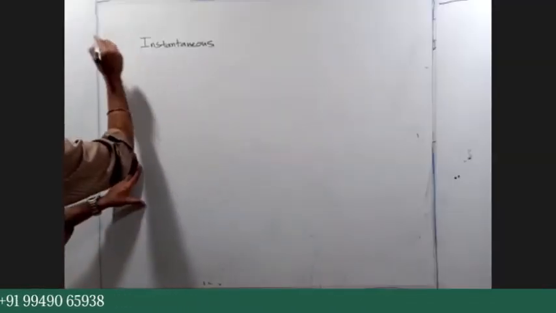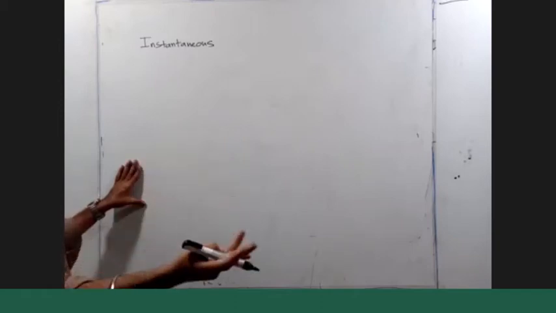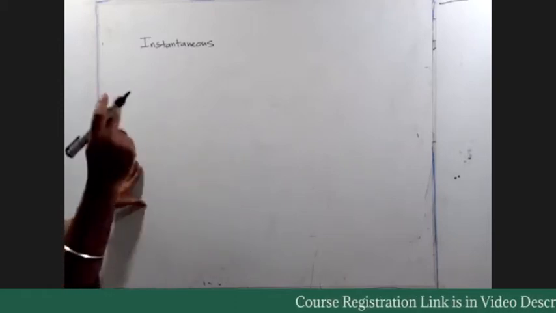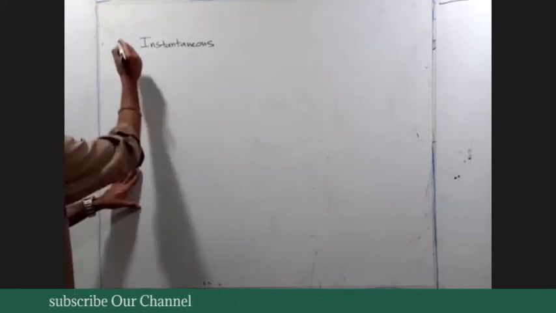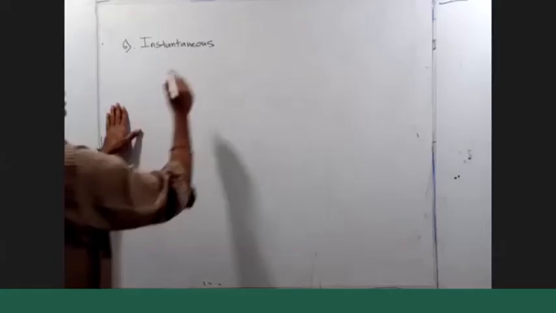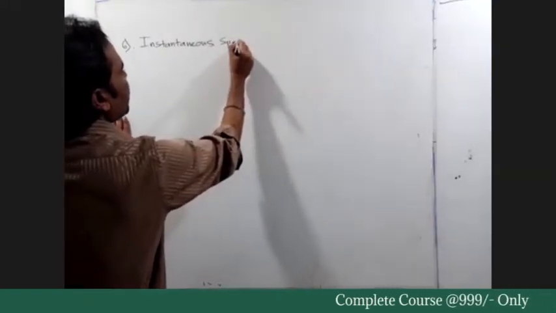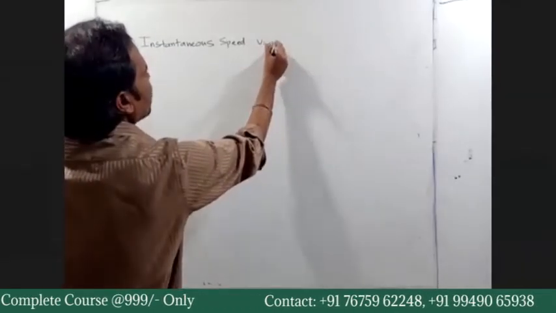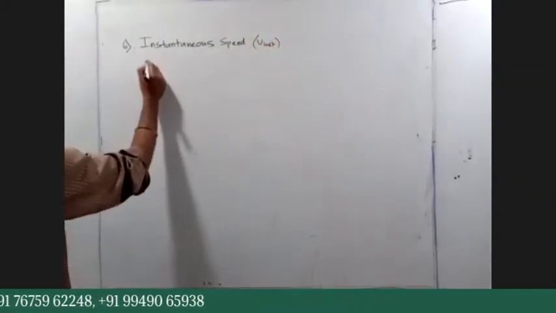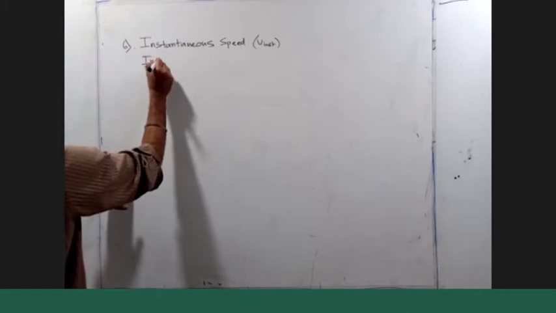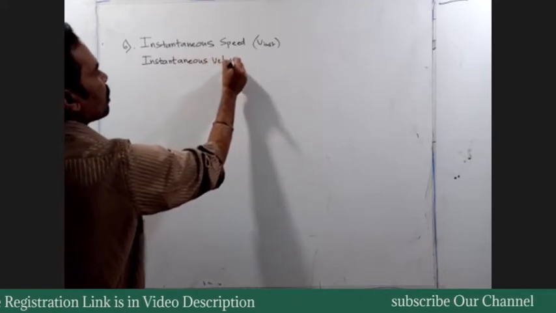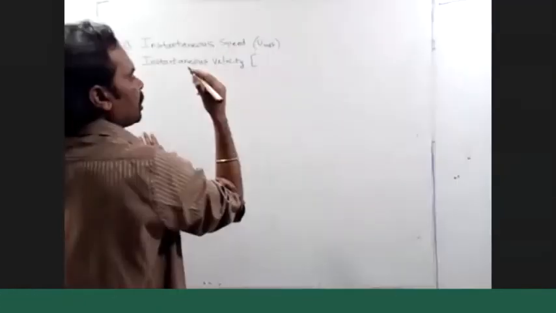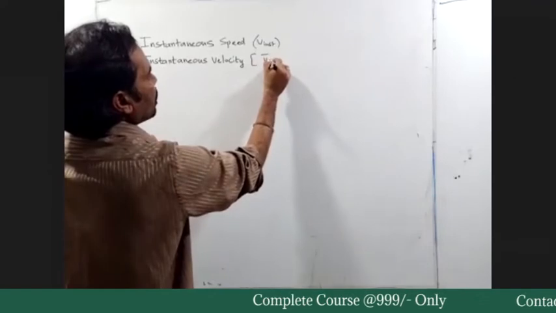Next term: the first one is time, second one is positional location, third one distance, fourth one displacement, fifth one average speed and average velocity. Next, this is the sixth term, instantaneous speed, V instant, instantaneous speed, and another term is instantaneous velocity. These are the other two terms we are using to describe the motion in a straight line. So this is V bar instantaneous.